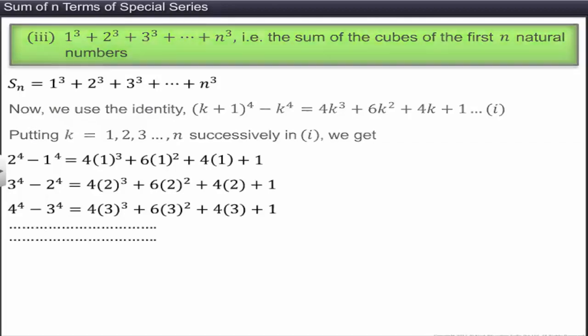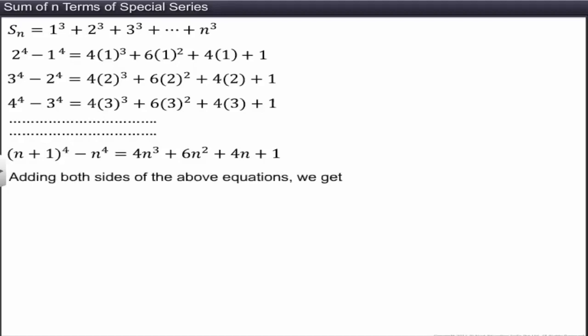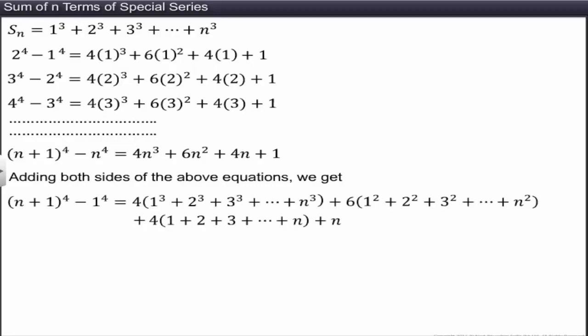On substituting k is equal to n, we get n plus 1 whole raised to the power of 4 minus n raised to the power of 4 is equal to 4n cube plus 6n square plus 4n plus 1. On adding the respective sides of all the above equations, we get n plus 1 whole raised to the power of 4 minus 1 raised to the power of 4 is equal to 4 into the sum of the cubes of the first n natural numbers plus 6 into the sum of the squares of first n natural numbers plus 4 into the sum of the first n natural numbers plus n.